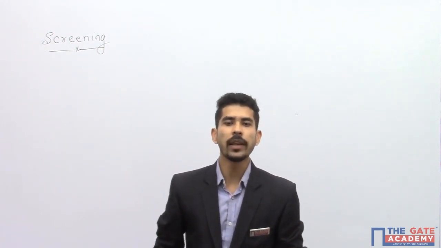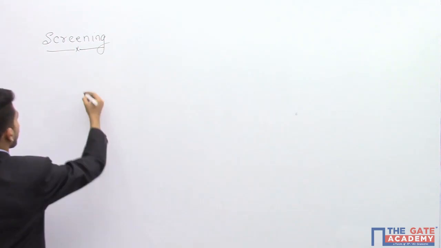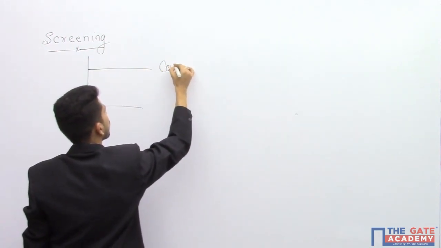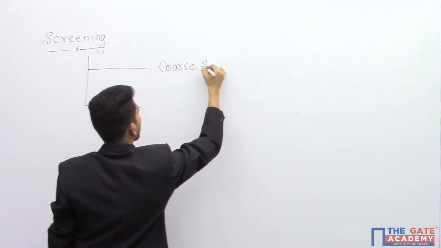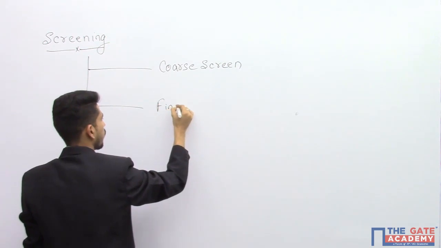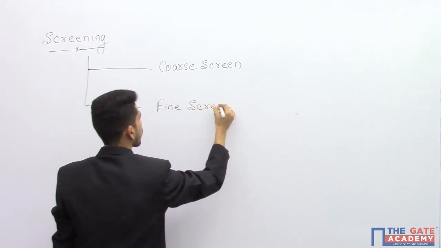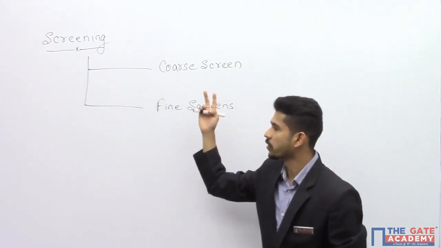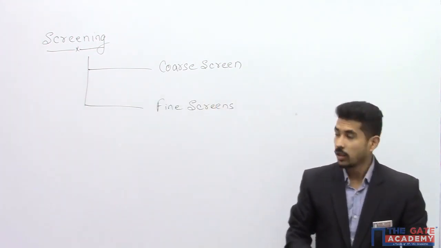Now, this screen is of two types. The first one is coarse screen, and the second one is fine screens. In our treatment plant, we have two types of screens. The first is coarse screen, and the second one is fine screens.